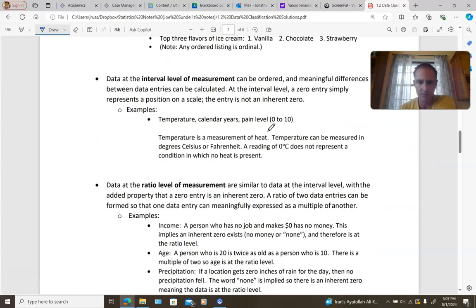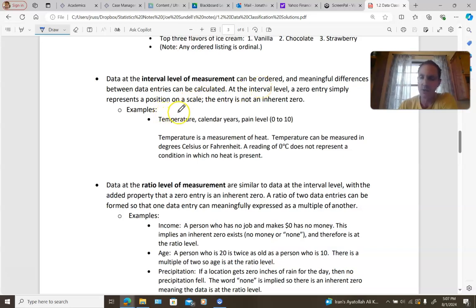All right, so looking at the next level of measurement, interval. So this is where not only can the data be ordered, but you can also subtract 2 data values, and that difference can be meaningful. But there's still not going to be an inherent 0.